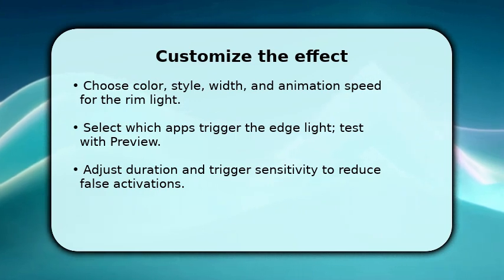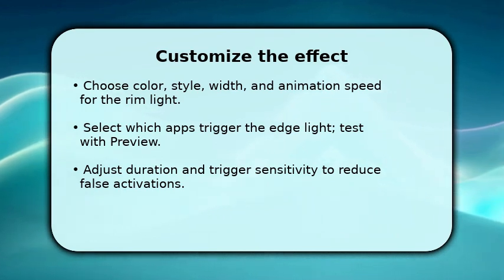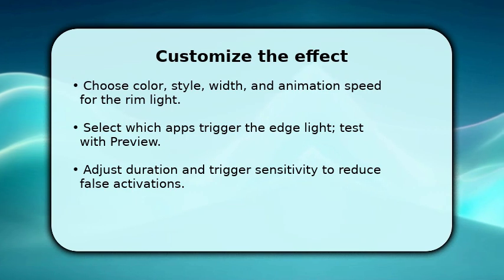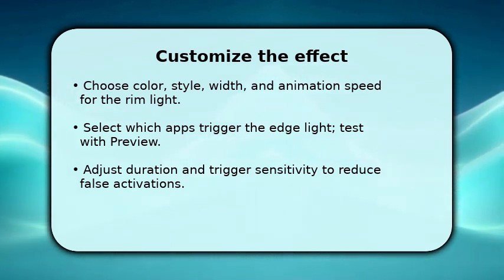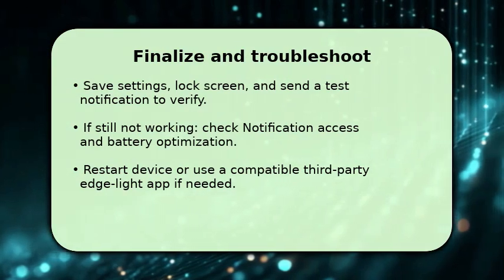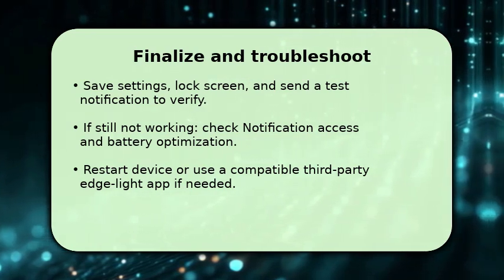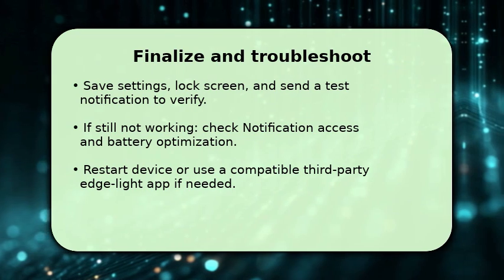If notifications don't trigger during testing, reopen the app list and toggle each app off and on to refresh permission states. Finish by saving your changes, locking the phone, and sending a test notification to verify the Edge light fires as expected. If it doesn't, first confirm notification access and that battery optimization isn't blocking the responsible app.